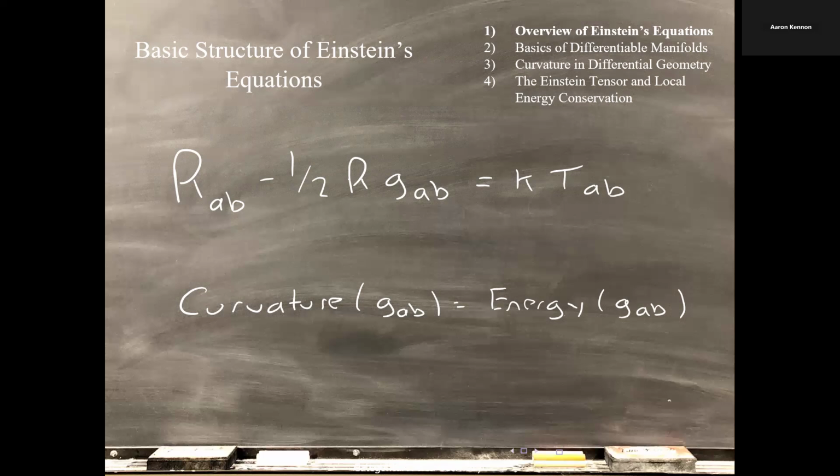So the basic structure is this curvature is going to be a function of the fundamental object for us, which is what's called a Lorentzian signature metric. So that's going to be g_AB. And the energy could also be a function of this metric. So this will turn out to be a very complicated partial differential equation for the metric components, right?